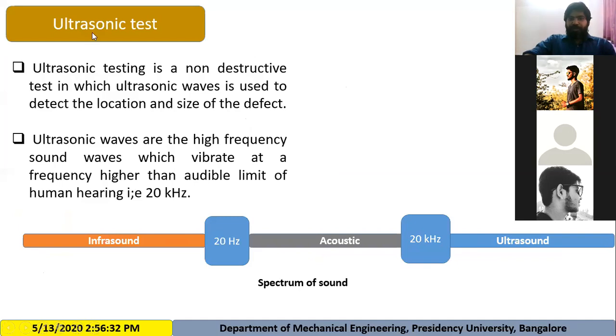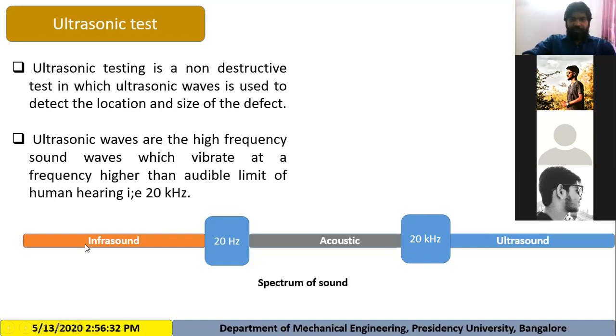So ultrasonic means, what is sonic? That is sound. Ultra means greater than sound. Sound waves having frequency greater than the audible range are known as ultrasonic frequency. Okay, so you see here, this is the spectrum of sound. It is given over here.